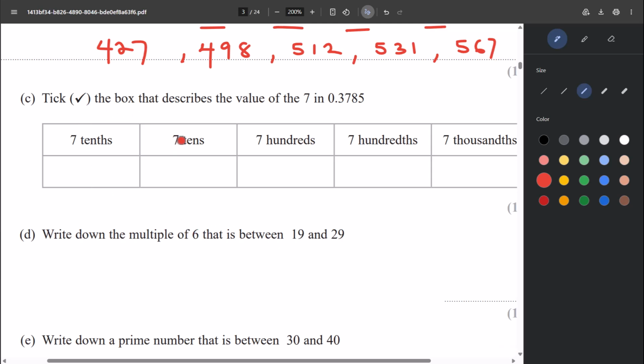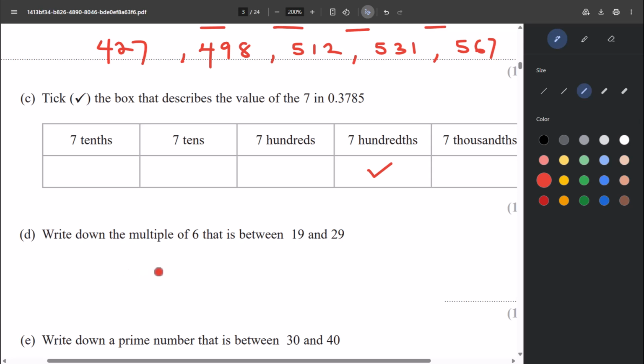Tick the box that describes the value of 7 in this number. Now, the value of 7 definitely is 700ths. The keyword is hundredths. I know if you're not very careful, you could just think it's 700s. No, it's not 700s. It's 700ths. Okay, so that is the value of the number 7. All right. Now we go to question D.